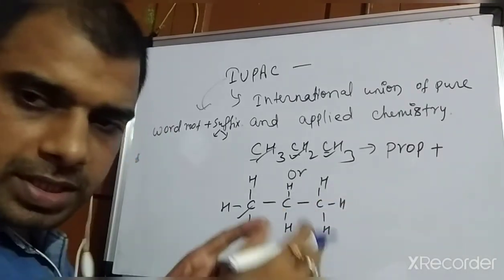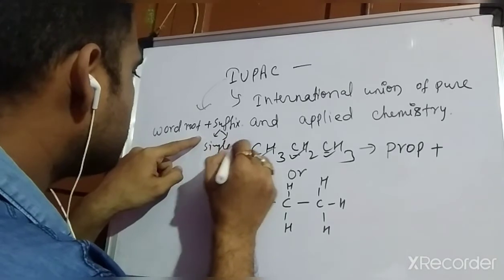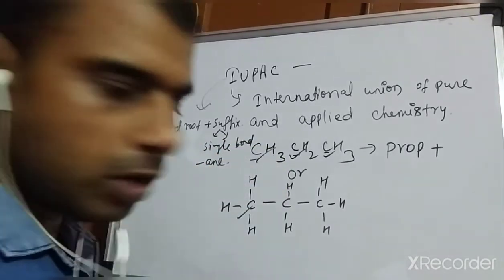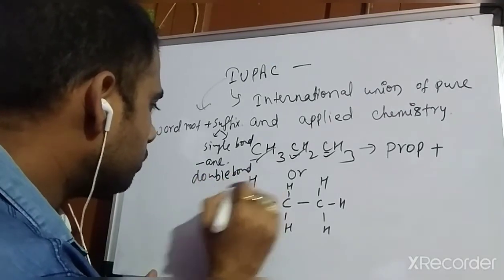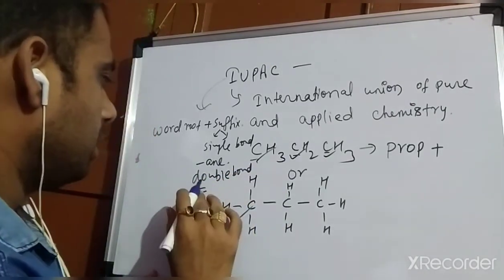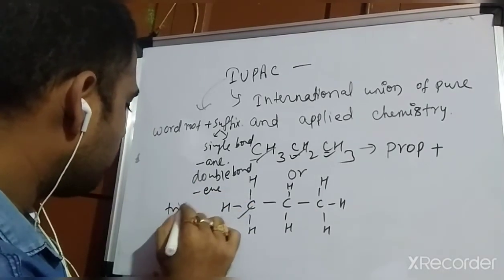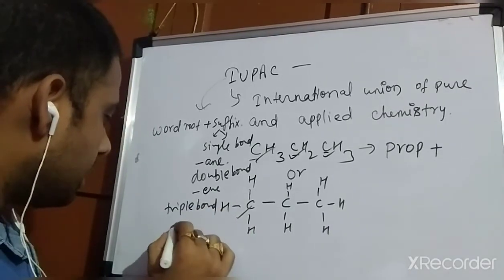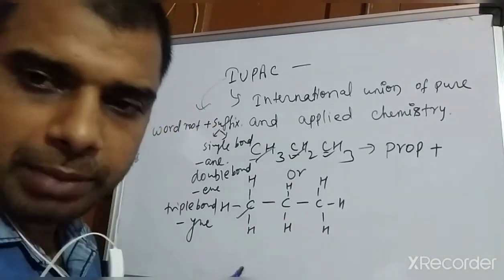Now, if a single bond is there, then the suffix for a single bond is "ane". For a double bond, you will use "ene", and for a triple bond you will use "yne". Okay, so this you have to understand.